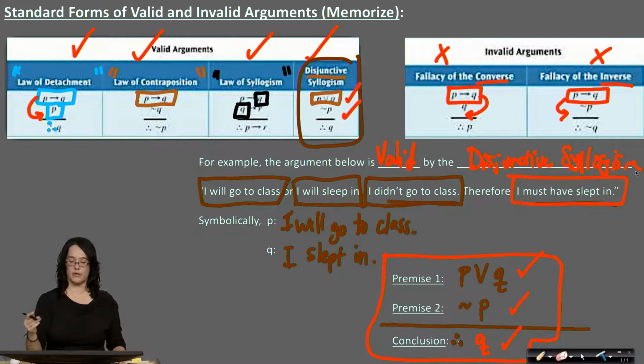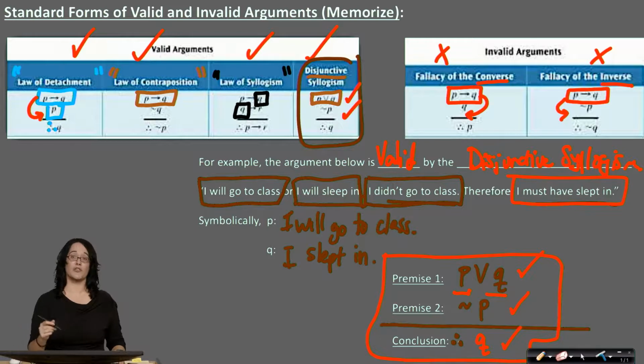Now notice here what they could have done instead. They could have said for premise 2, I did not sleep in, and for the conclusion, they could have said I go to class or I went to class. That would also work, right? As long as they have negated one of these two, and then the other one happens, right? That is a disjunctive syllogism.